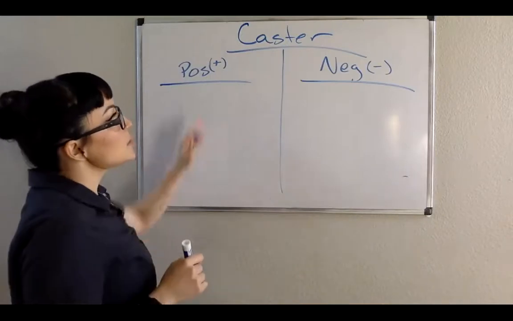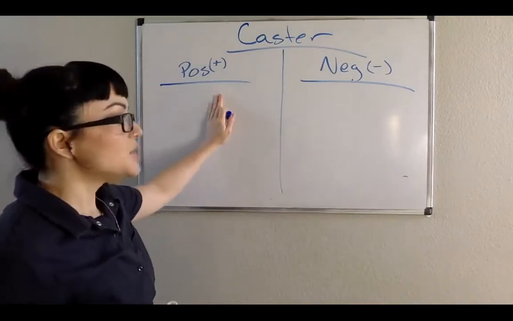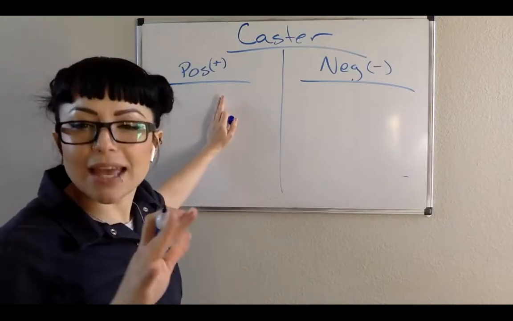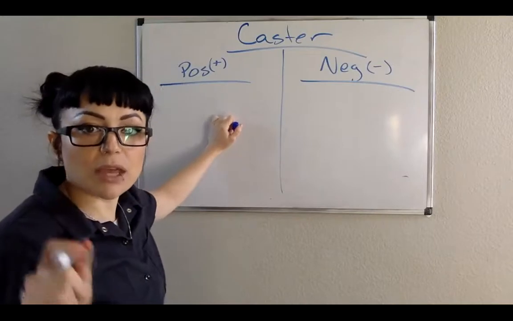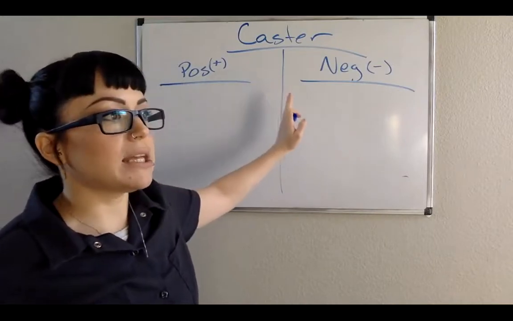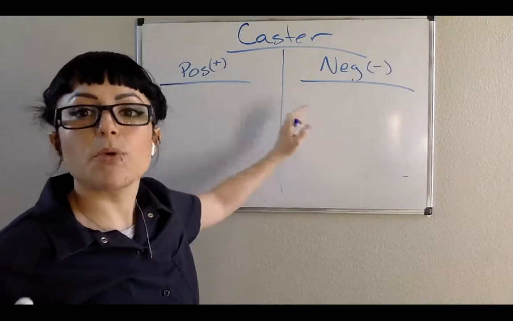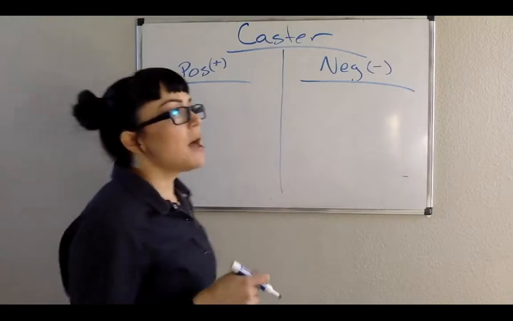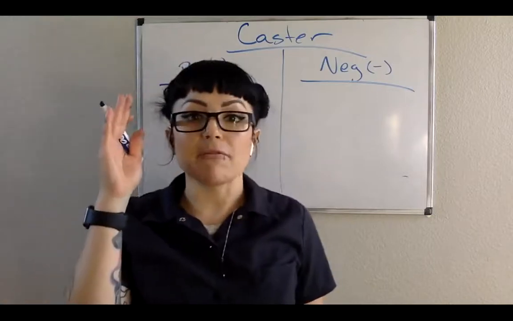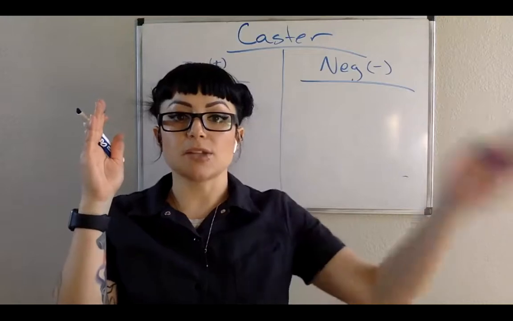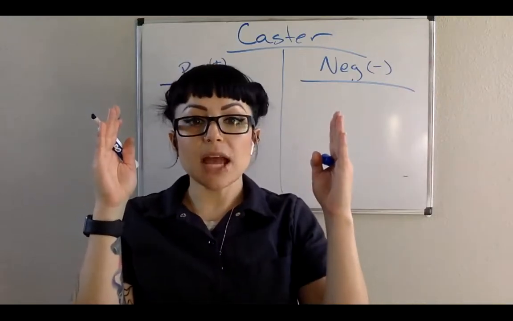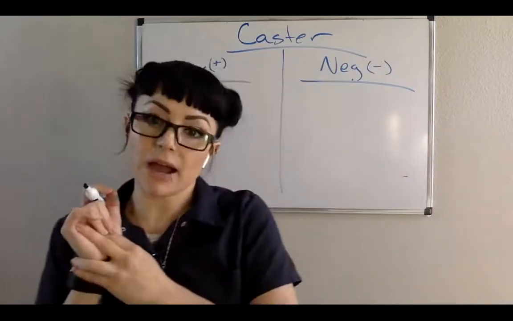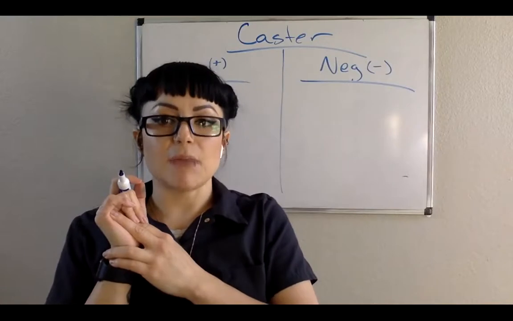As I mentioned, caster will pull to the side that's least positive. So if I have one side that is negative one caster, again, you won't see negative, but just for the sake of example, and one side that is zero, it's going to pull to the side that is less positive. So it'll go to the negative number. If I've got positive 5 degrees of caster on one side and positive 4 degrees on the other, it's going to pull to the positive 4 because it's less positive than the positive 5. So just keep that in mind.